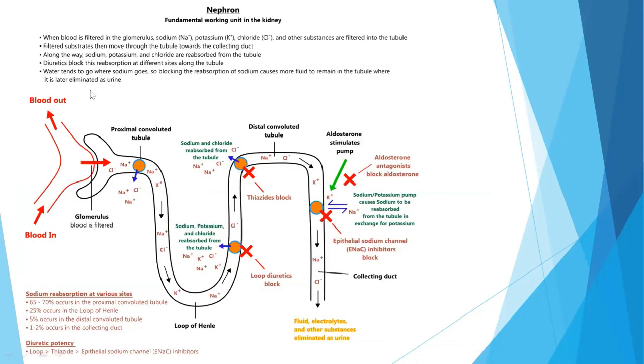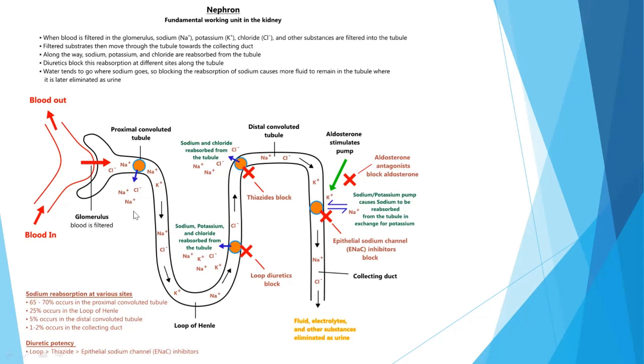Second, when the blood is filtered in the glomerulus, sodium, potassium, chloride, and other substances are filtered into the tubule. Filtered substances then move through the tubule towards the collecting duct. Along the way, sodium, potassium, and chloride are reabsorbed from the tubule. Diuretics block this mechanism at different sites along the tubule, and water tends to go where sodium goes. So blocking the reabsorption of sodium causes more fluid to remain in the tubule, where it is later eliminated as urine.